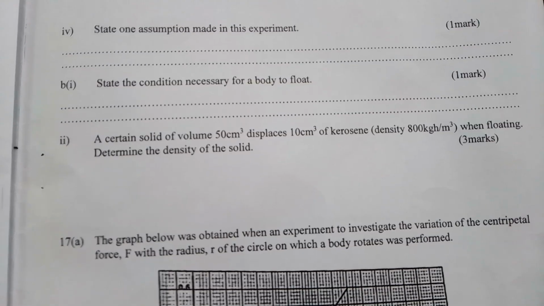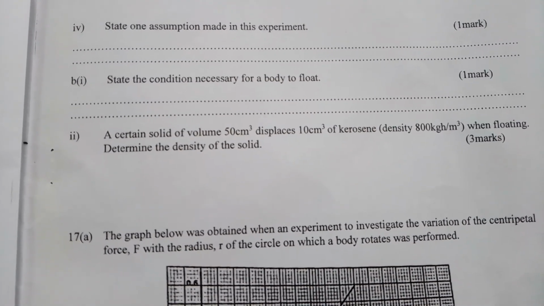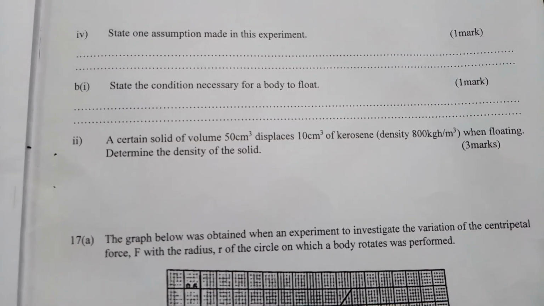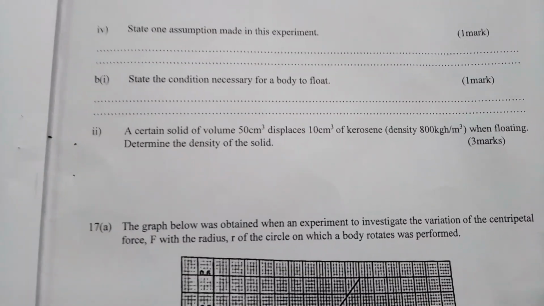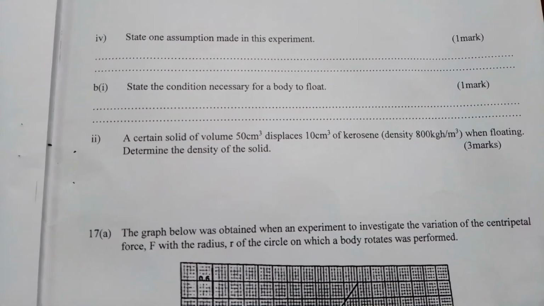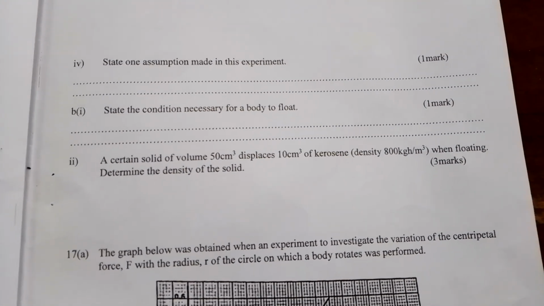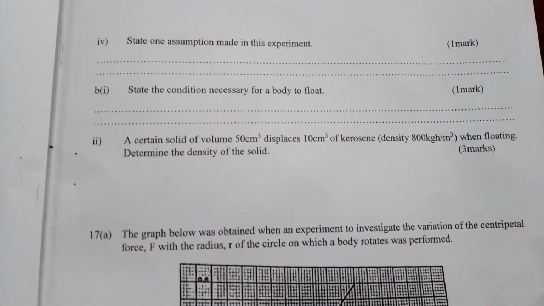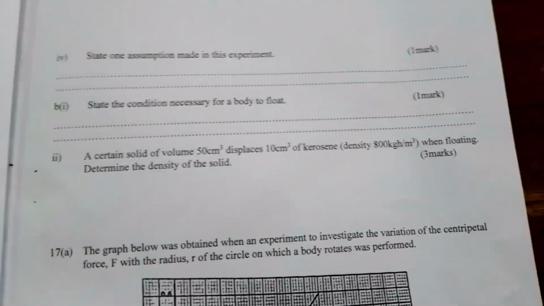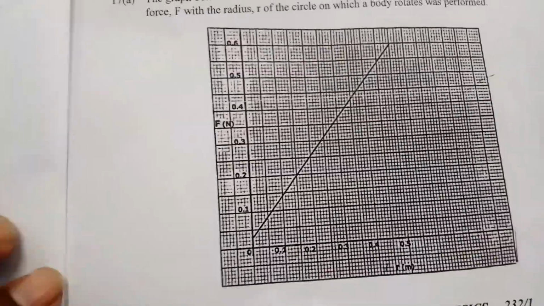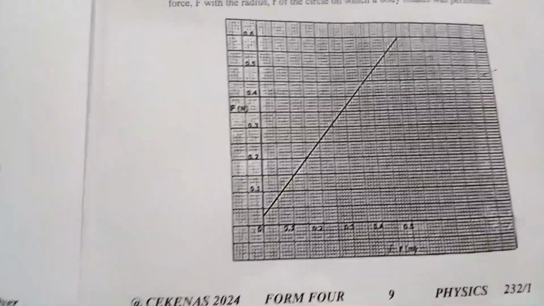A solid of volume 50 cubic centimeters displaces 10 cubic centimeters of kerosene (density 800 grams per cubic meter) when floating. Determine the density of the solid, 3 marks. And then we also have the last question. The other one was second last.